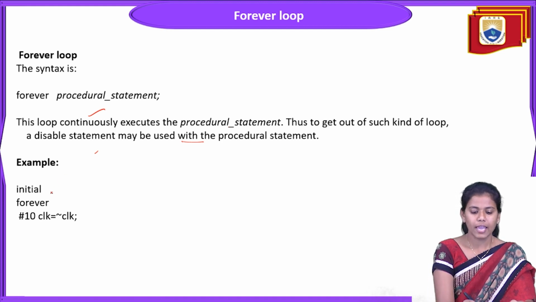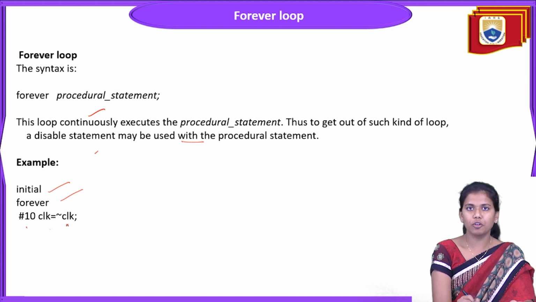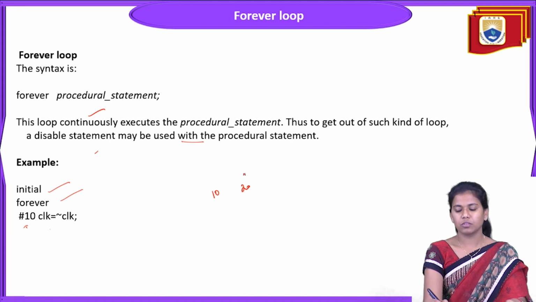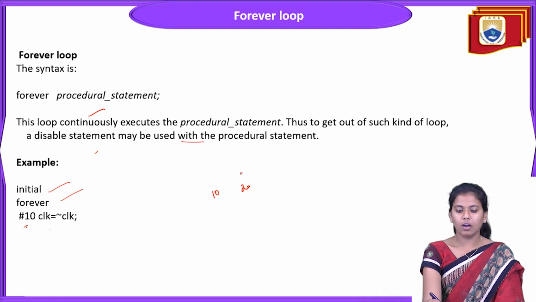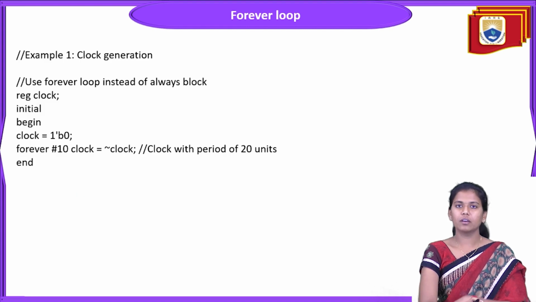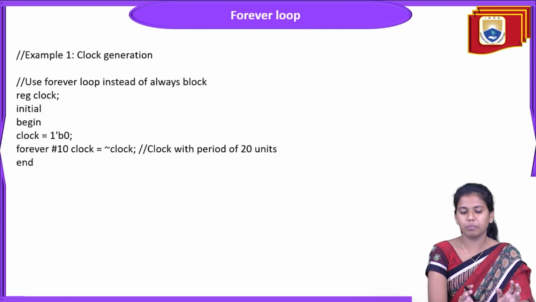So here, example: initial, forever, #10 clock, negation of clock. Okay, you know what this 10 represents? 10 nanoseconds of delay. And the output that I get is a negation of the clock. Okay, so if it is 10 clock, I may get it at 20 clock. So like that, forever, it executes continuously, but with a delay of 10 here in the example we have seen.